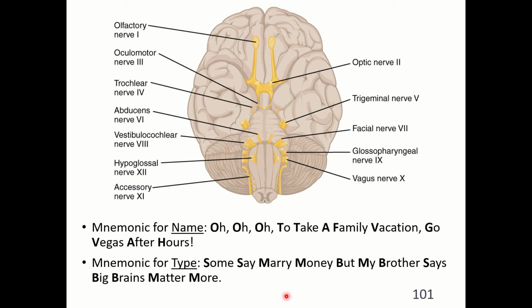So there's a mnemonic for the sensory, motor, or both, sensory and motor, and it is some say marry money, but my brother says big brains matter more. So starting from cranial nerve number 1, we go some say marry money, but my brother says big brains matter more.